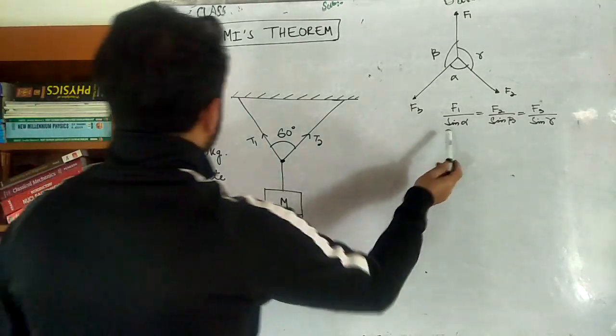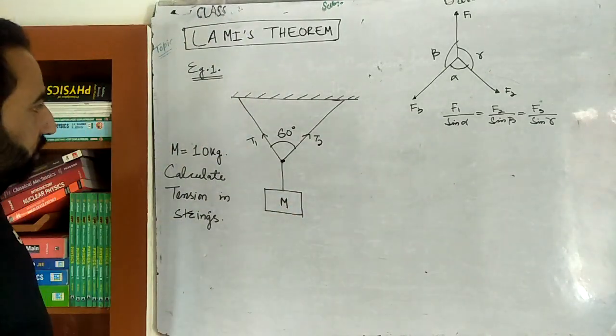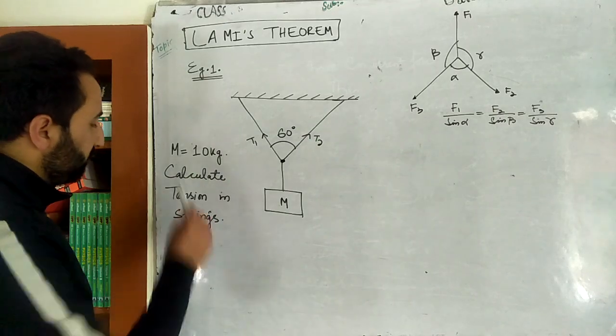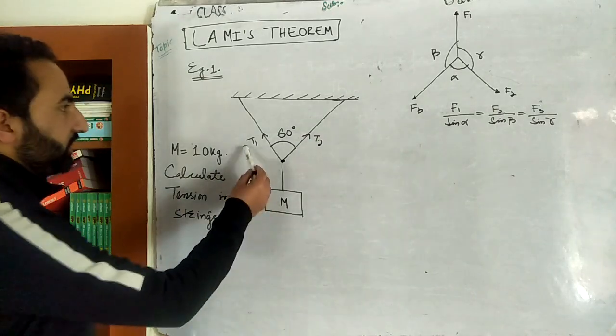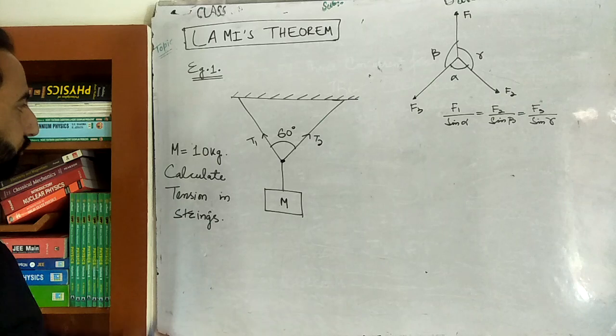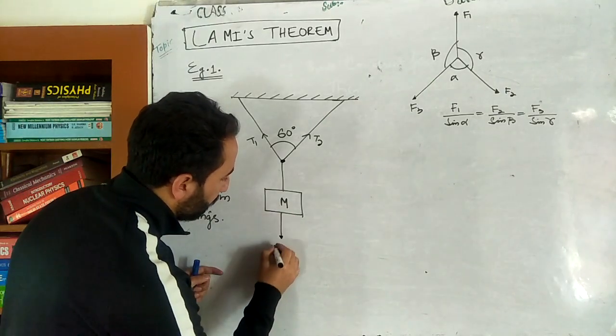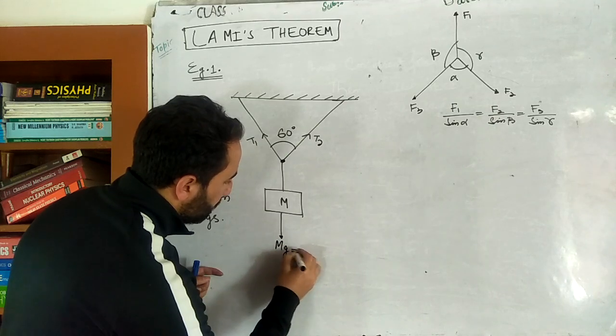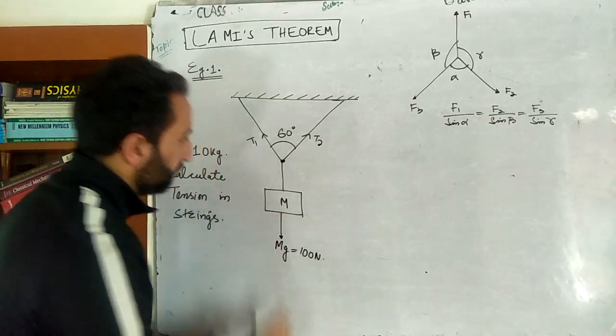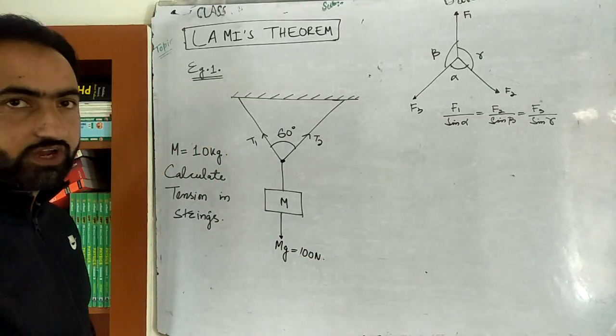Example number 1, which is based on Lami's theorem, is like this. A block is given, its mass is 10 kg. The question is to calculate the tensions in the two springs, T1 and T2. In the downward direction, first of all, there is a force, the weight mg, which is obviously 100 Newton.